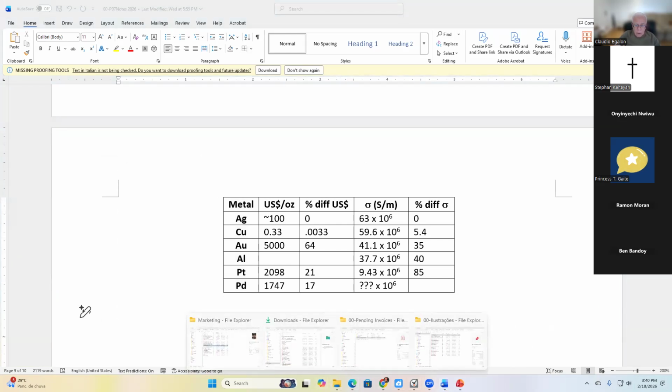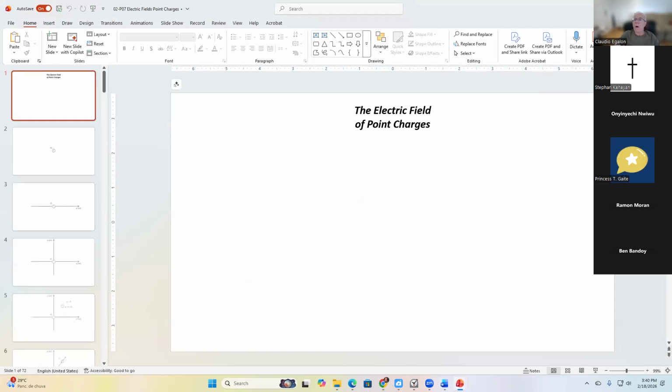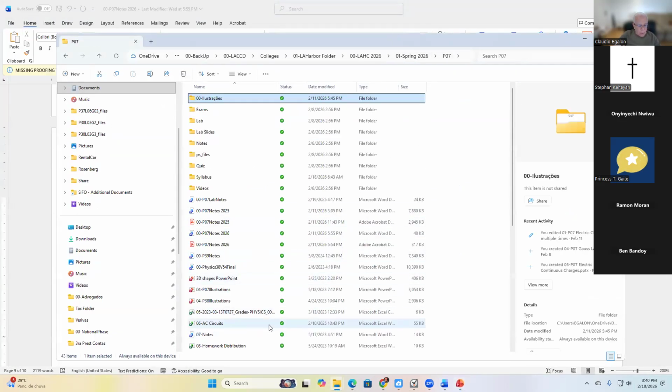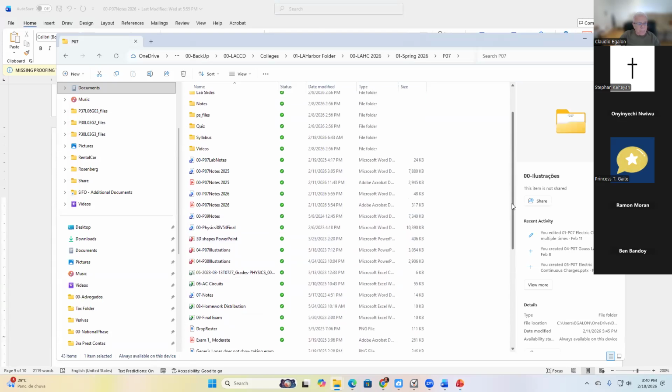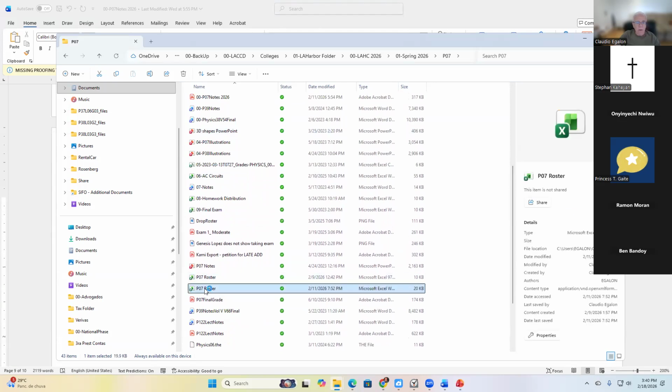Let's see here. Marketing, pending invoice. Here you go, right in here. I need this one as well. I want the roster. P07 roster. Let's take a look at this one. Yeah, I corrected that, Chris. Thank you for letting me know. It's silver, not AG. Yes, AG.